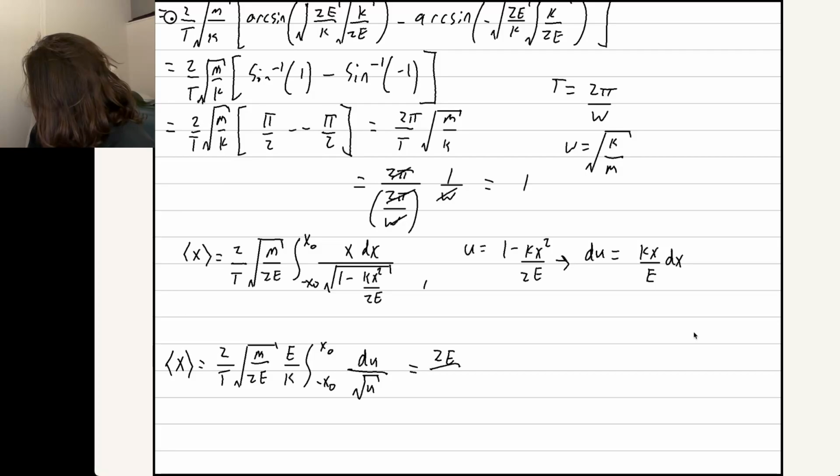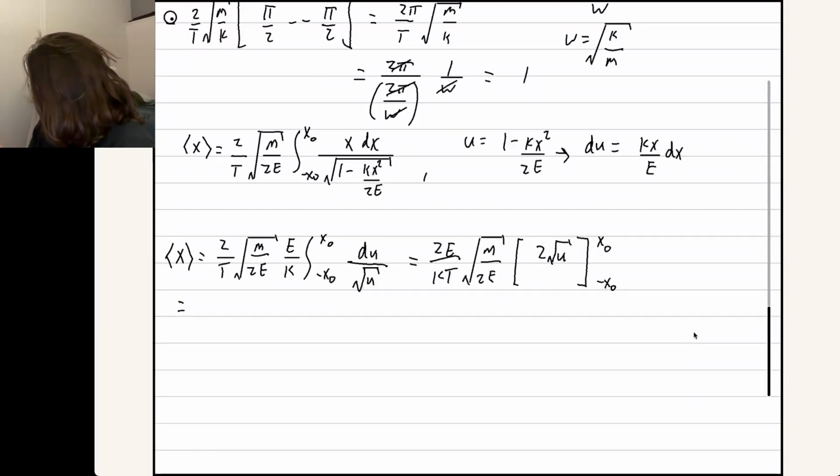So simplifying the prefactor a bit, 2e over kt, root m over 2e. We're evaluating the integral of 2 times root u. That's how that integral works. Factoring out 2, we can have 4e over kt, m over 2e.